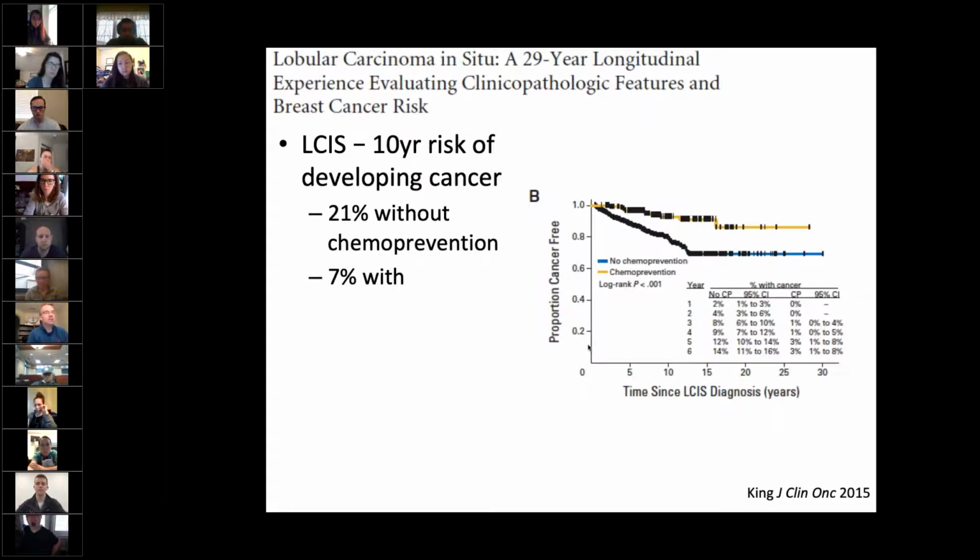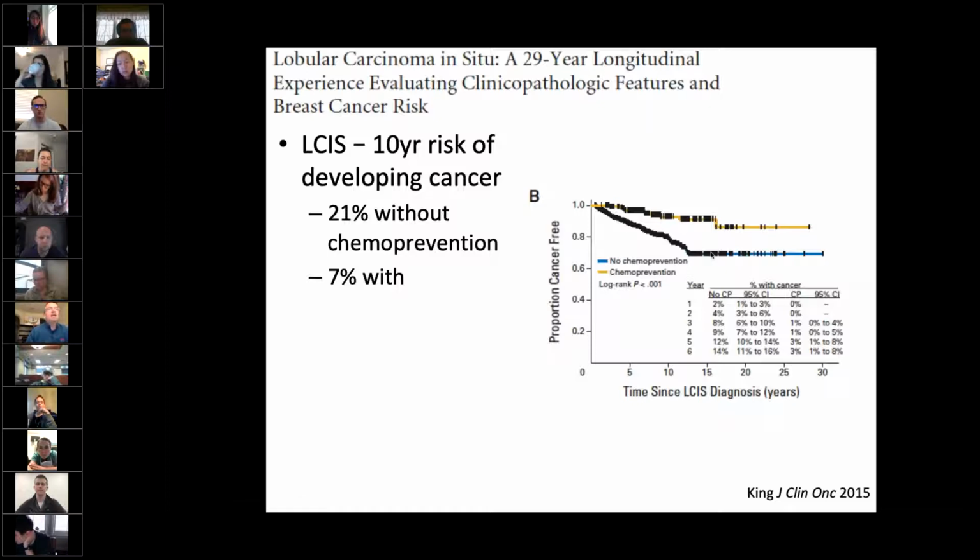So this is just the Kaplan-Meier curve of developing an invasive cancer. So you see, with no chemo prevention, and you know these flat lines at the end are probably due to poor follow up, but with no chemo prevention, that number accrues pretty quickly. One thing about breast cancer, especially these premalignant lesions, you have to look at the x-axis. So this is over 15 to 30 years, right? So at 10 years, the risk is 21%. At 15, it probably gets closer to 30. So there is a real risk.